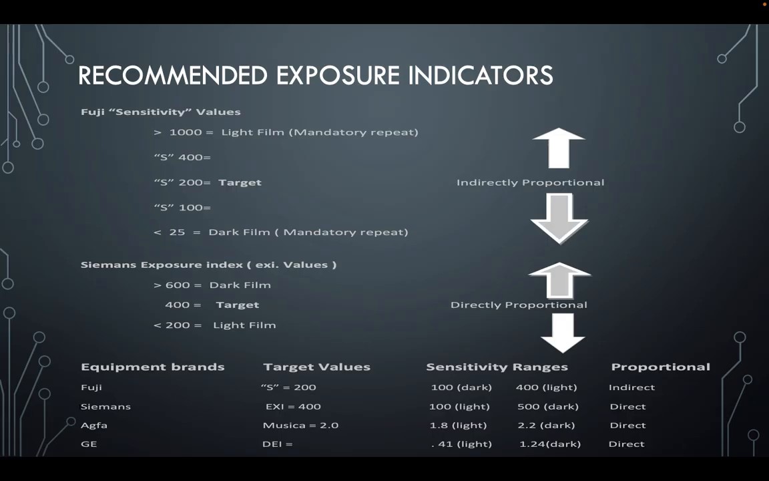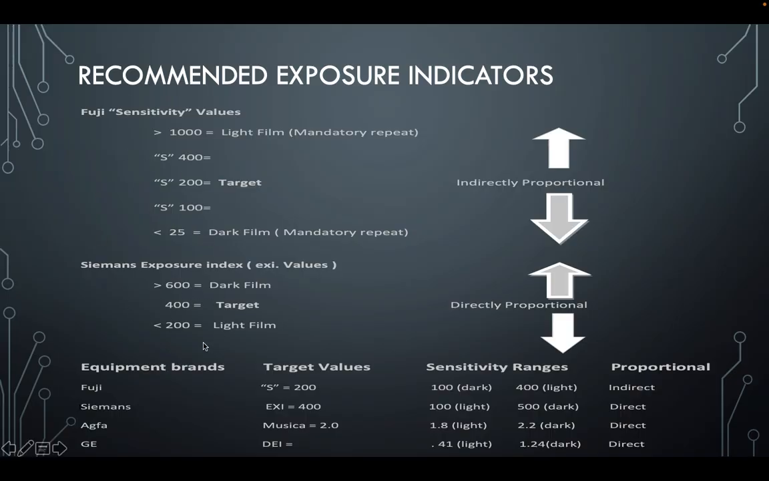Here's just another way to view these, as far as directly proportional and indirectly proportional. Fuji uses sensitivity values. So the target would be like 200. You wanted your S number at 200, but I got an S number of 400. That means I have underexposed my patient, whereas lower numbers meant that I had overexposed.